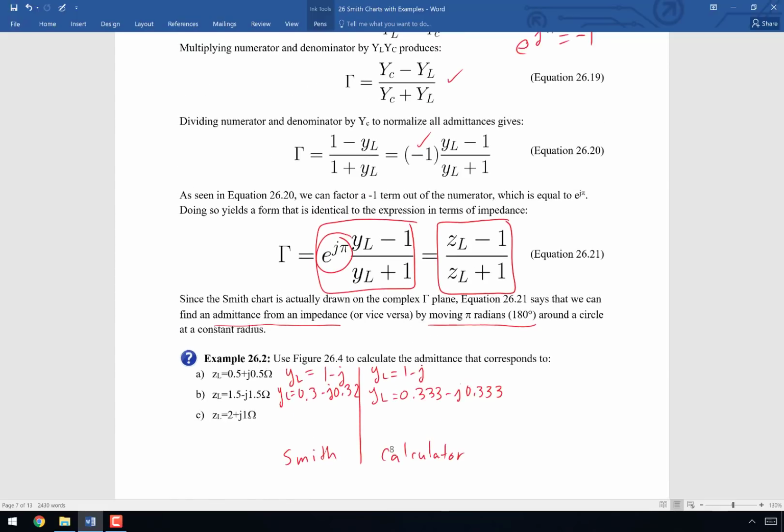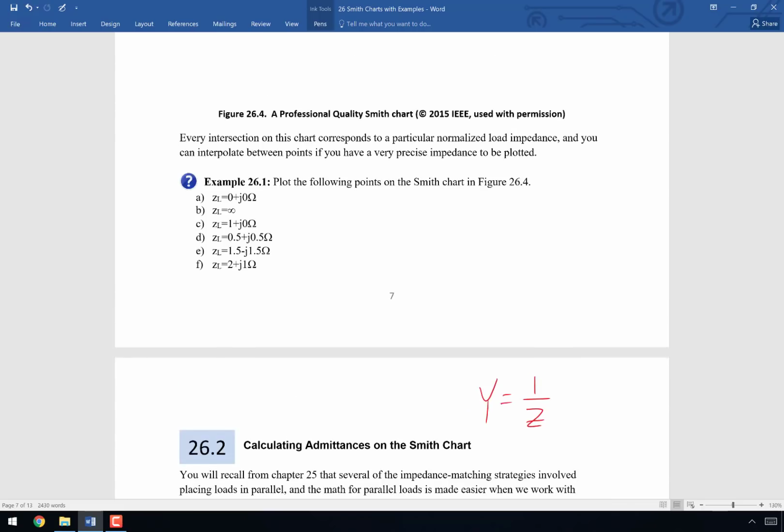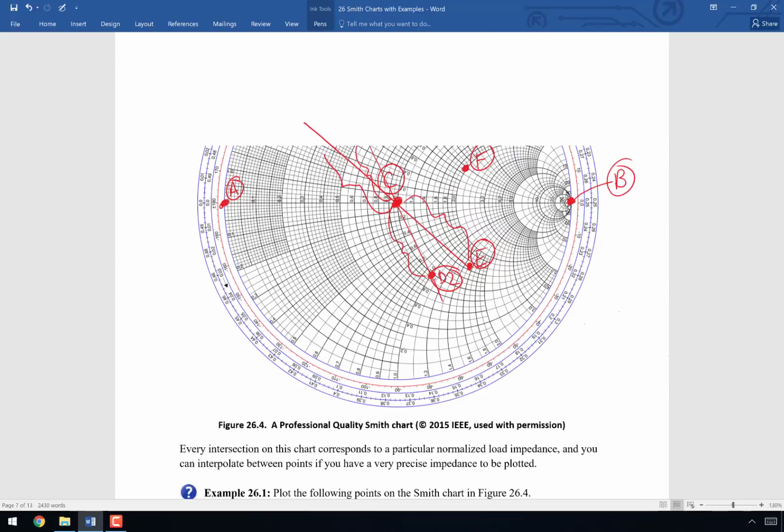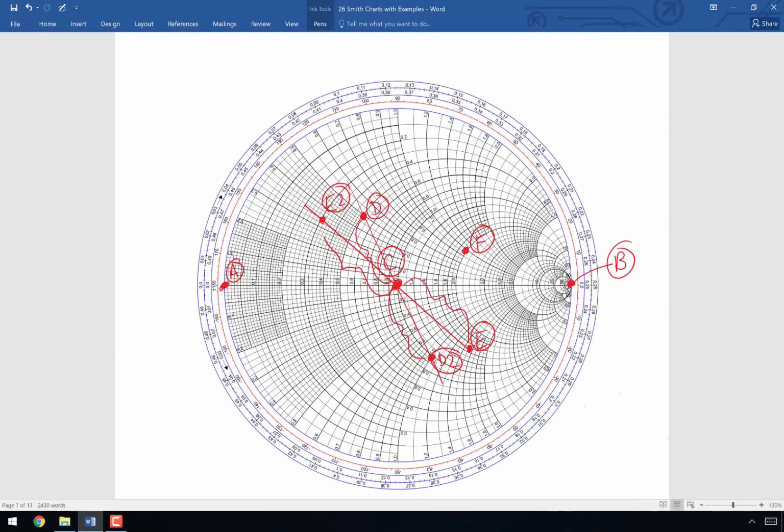Okay, the last thing that we're going to get here is 2 plus j1, which is point F. So again, I'm going to put my ruler down. I'm going to try to draw a line through the center.